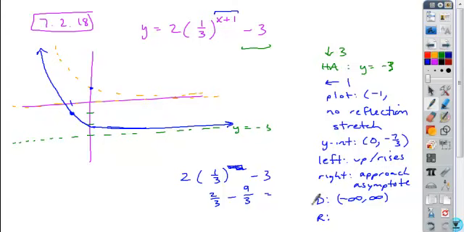In this case, remember the domain goes from left to right. The y's, the range, goes from bottom up. So the lowest possible point is the point that approaches this asymptote, so -3, and extends all the way up to infinity. Neither one is included, and so it would be parentheses at both of those.